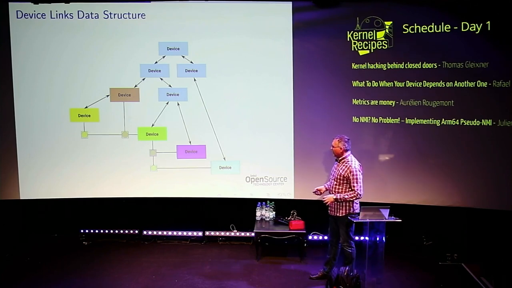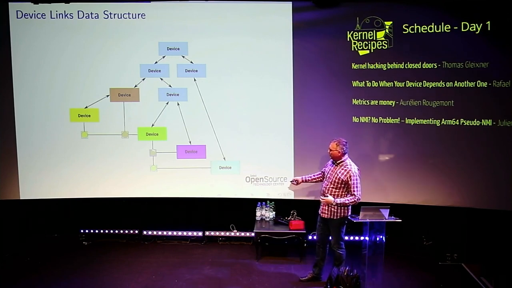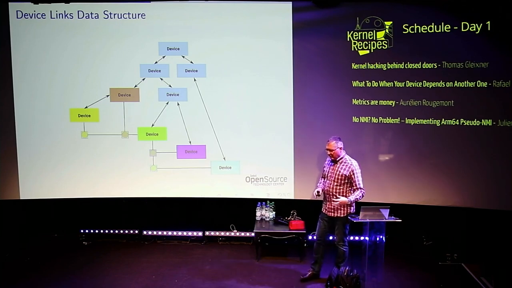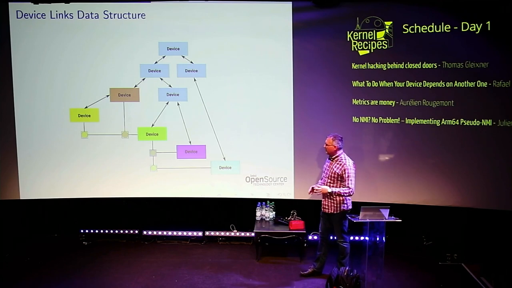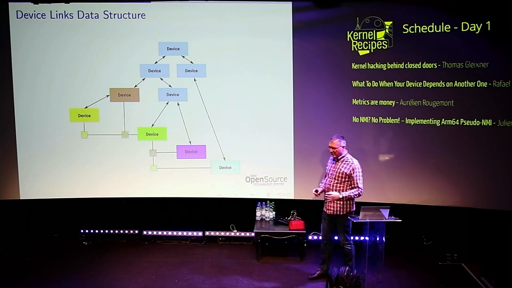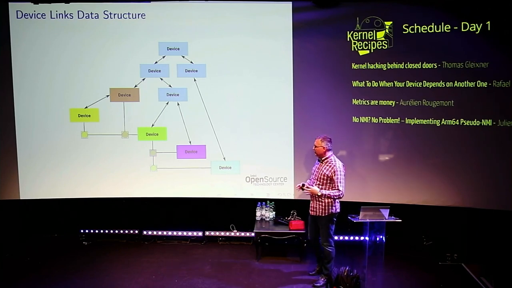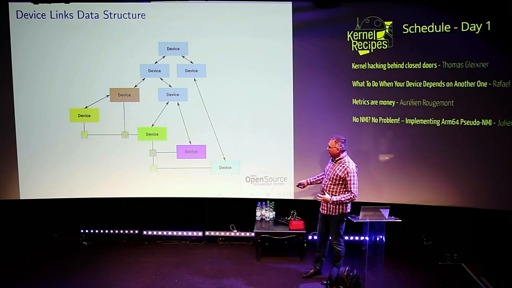So here in this diagram, the device links are represented by those small squares with circles in them. There are two lists of device links for each device. There is a list of device links representing dependencies in which the device is a supplier. And there is a list of device links representing the relationships in which the device is the consumer. In this diagram, the lists in which the device is a consumer are vertical, and the lists in which the device is a supplier are horizontal.